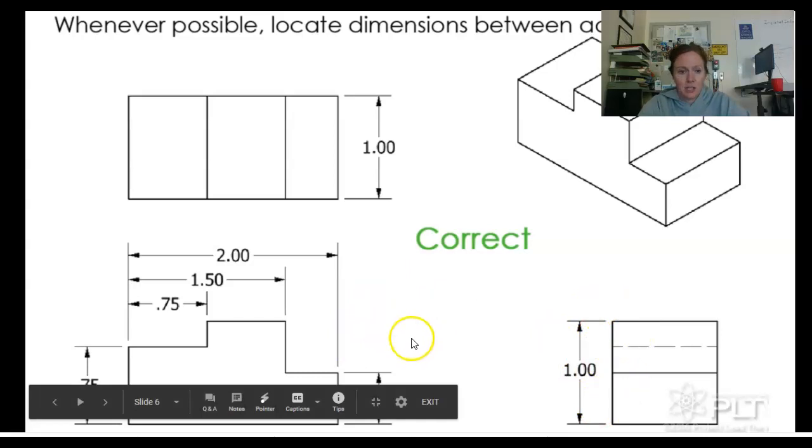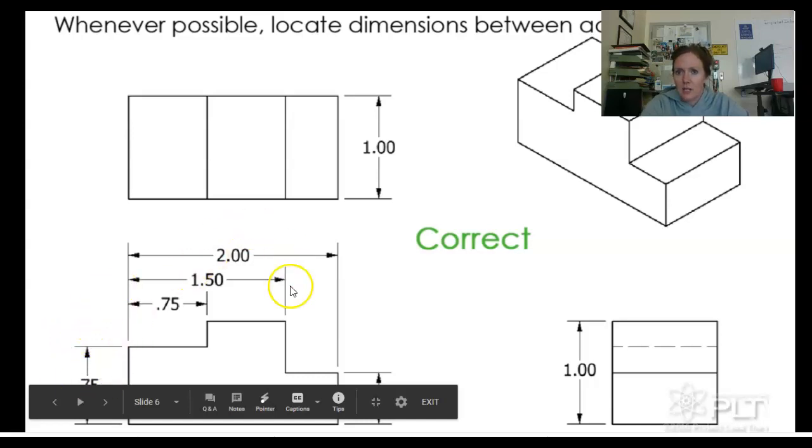The only exception to that, again, is when there's a contour that's weird and it can only be shown out here. You would never put this one over here and draw lines through it. That would make it too messy. That's the only exception to that rule.